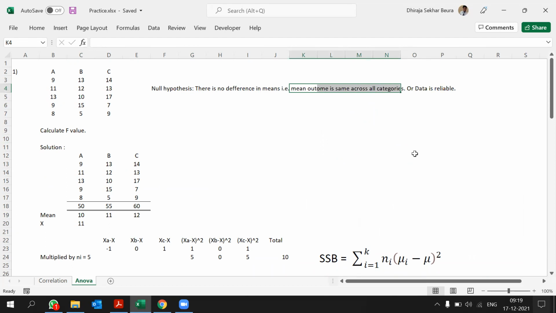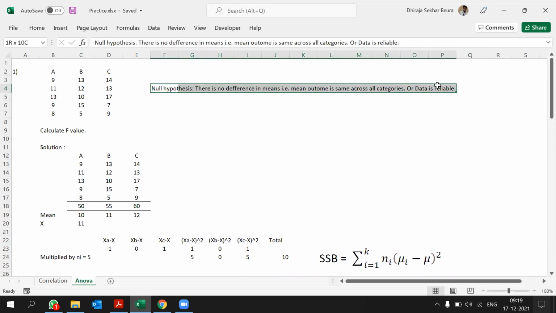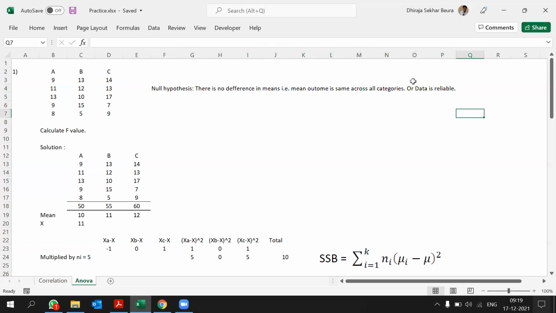So this null hypothesis is the same for all questions of ANOVA. Please do remember the sentence and write it down before solving the question. Since here we fail to reject the null hypothesis, this is true. There is no difference in the means. Yes, absolutely correct. So data is reliable in this case.